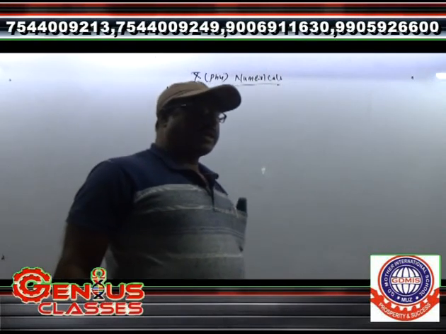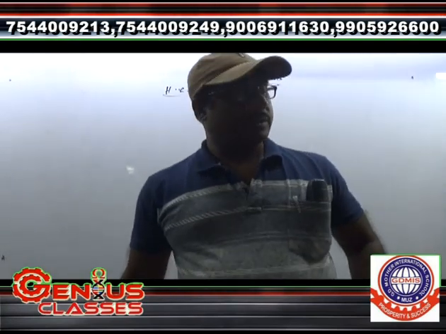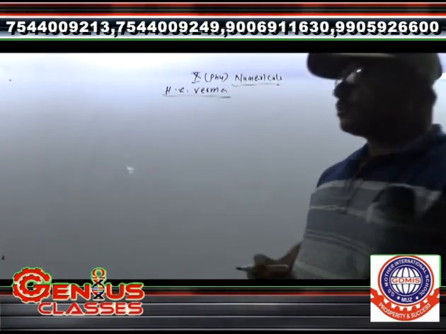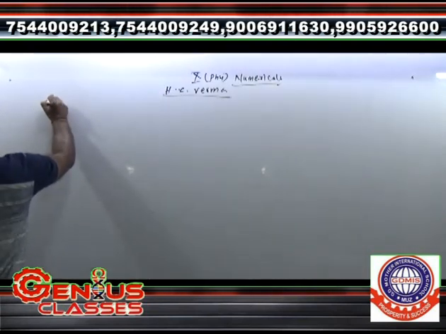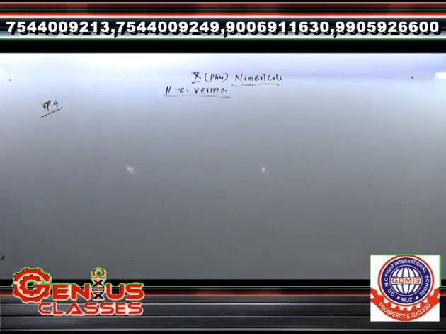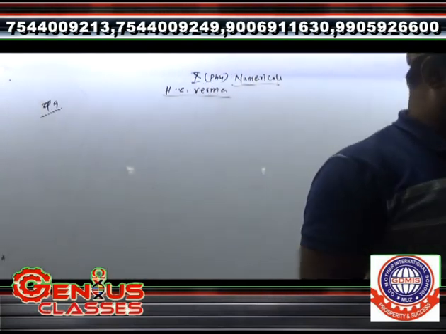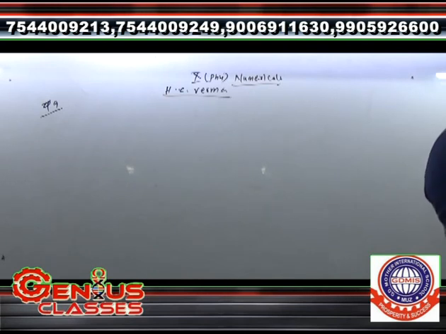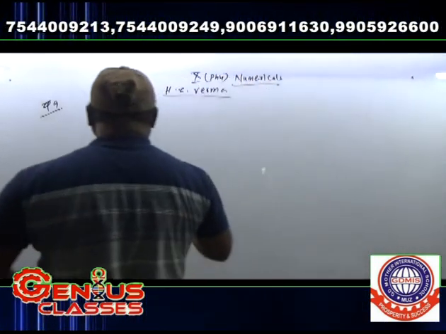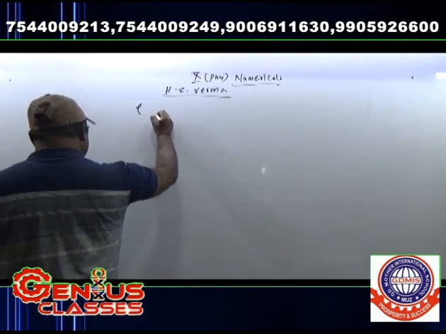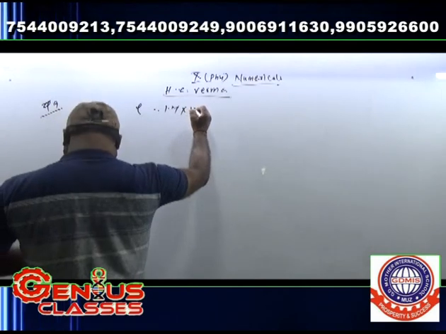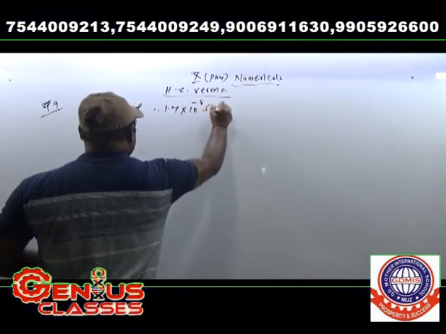Okay, we are going to start the next question. Question number 9. See the question. What is given in the question? And then after we have to solve. The resistivity of copper is given. This is the resistivity: 1.7 into 10 to the power minus 8 ohm meter.